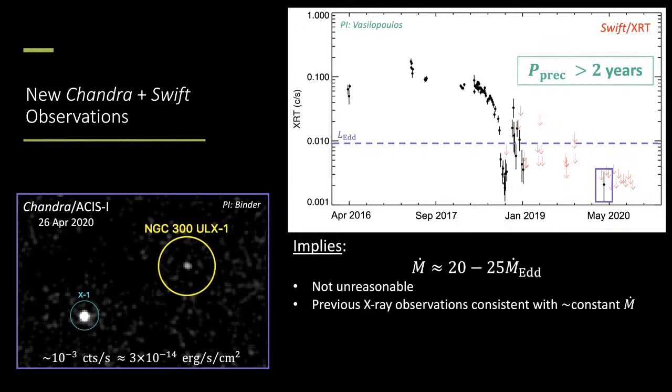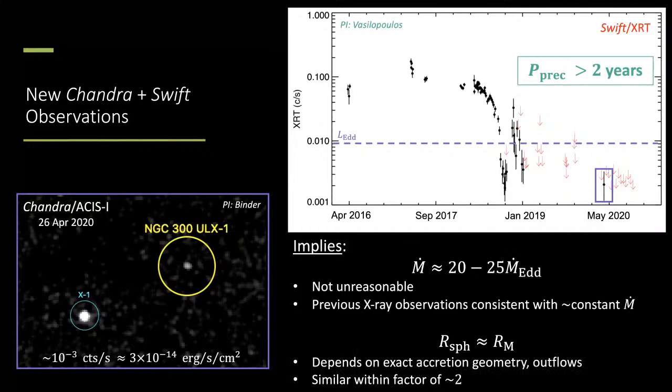This also tells us that the spherization radius is likely on the same order as the magnetosphere radius in the system. Now, exactly how these two quantities compare to one another depends on the exact accretion geometry you assume, what you assume for the outflows in the system. But at the moment, these observations suggest that these two quantities are likely similar to each other within a factor of about two or so.